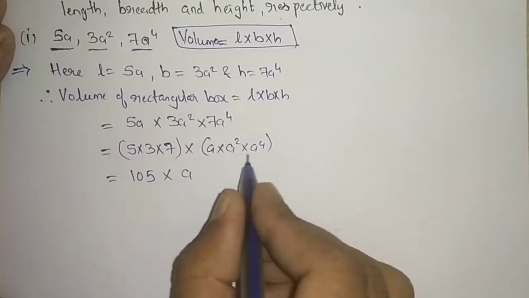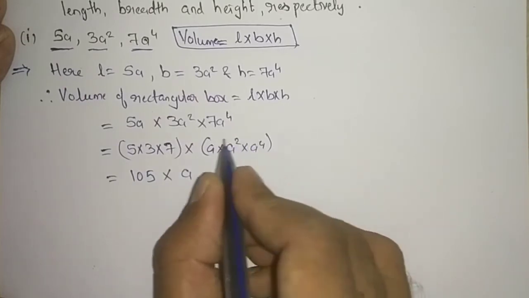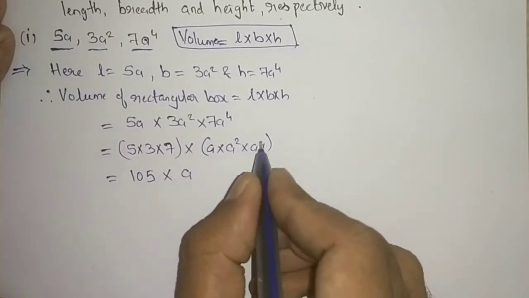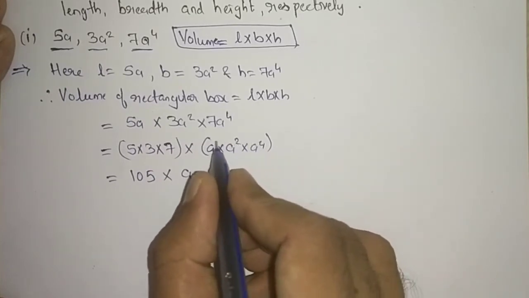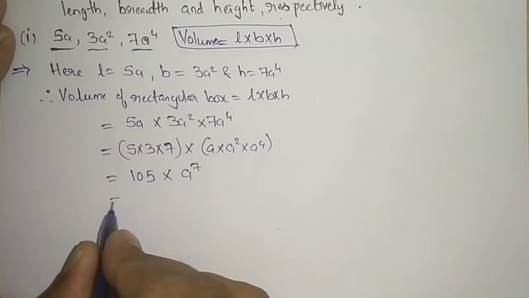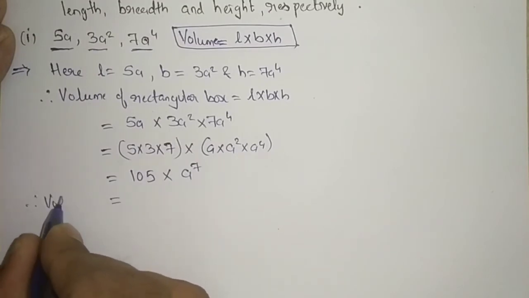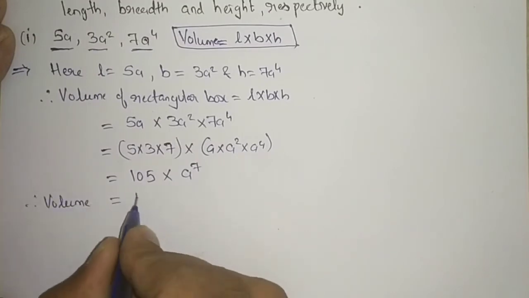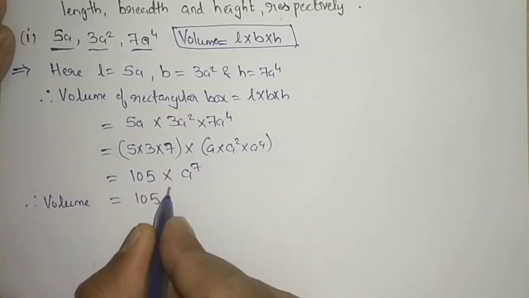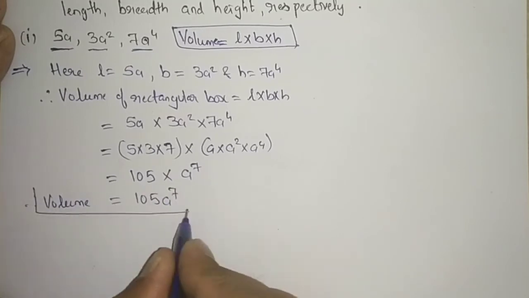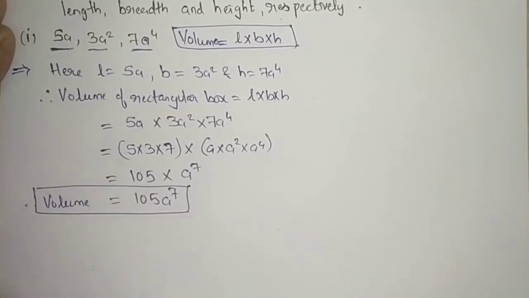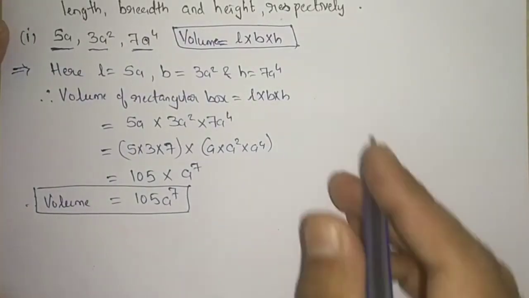The bases are same, so we will add the powers. 4 plus 2 is 6, plus 1 is 7. So therefore what is volume? Volume is equal to 105 a raised to power 7. Volumes are always measured in cubic units, so we can write cubic units, right? So this is our answer.